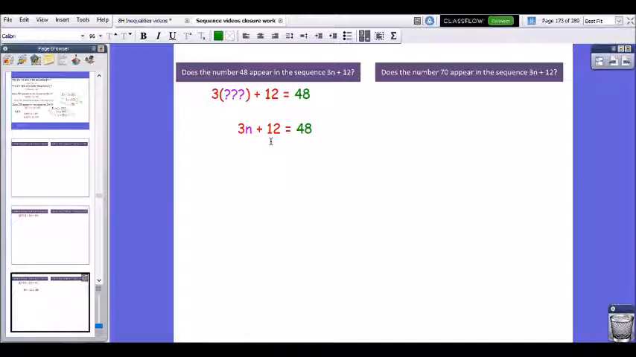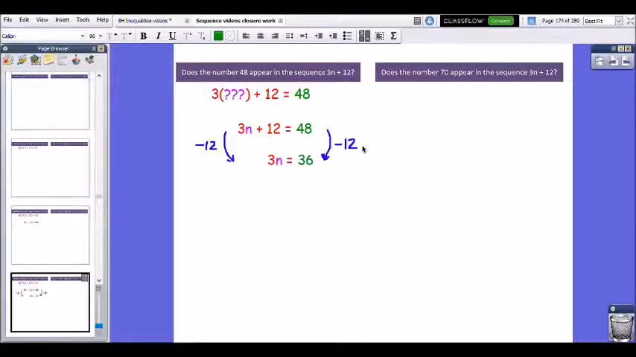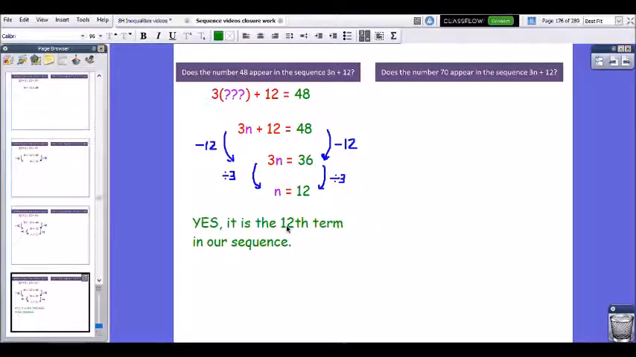So I'm doing 3n plus 12, taking my rule and setting it equal to 48. Let's solve this equation. Solve means find n on its own, so I need to first subtract 12 from both sides. That tells you that 3n equals 36. To get from 3n to n on its own, I am going to divide by 3. That tells me that n is 12. Could you answer this question now? Does 48 appear in that sequence? Well, because I have a whole number answer, that means yes, and it's the 12th term in our sequence, because 3 lots of 12 plus 12 gives me 48.